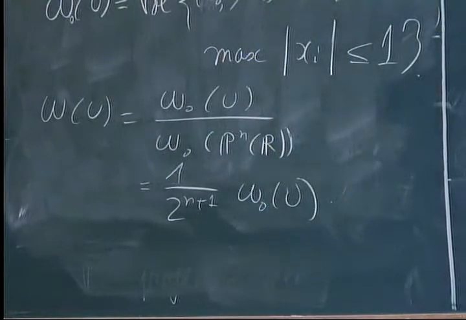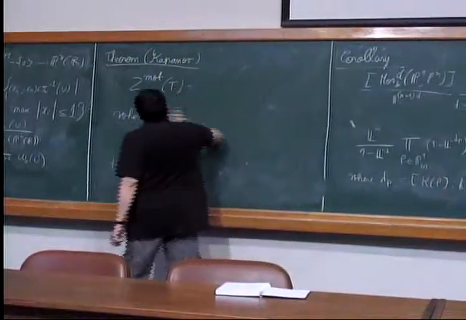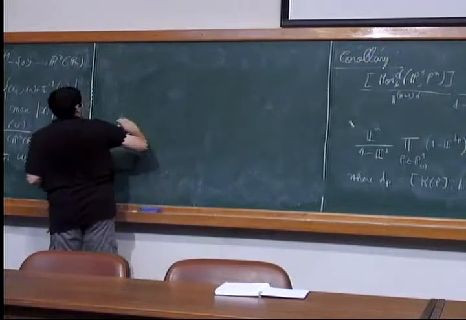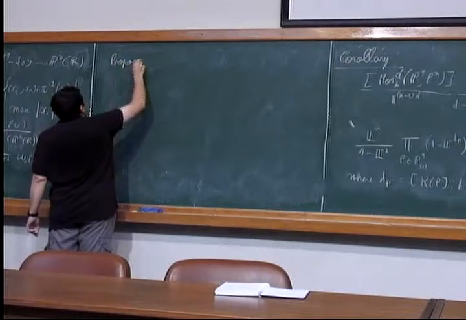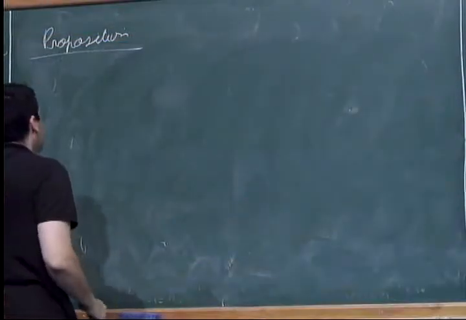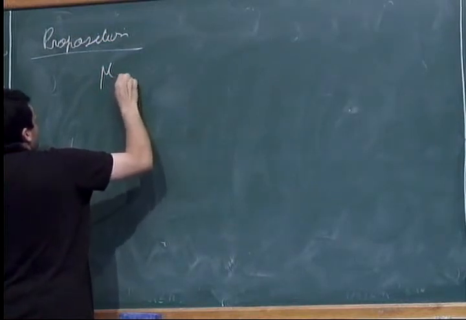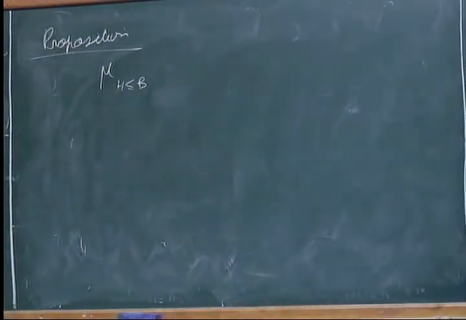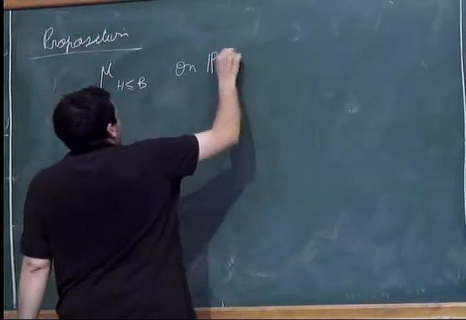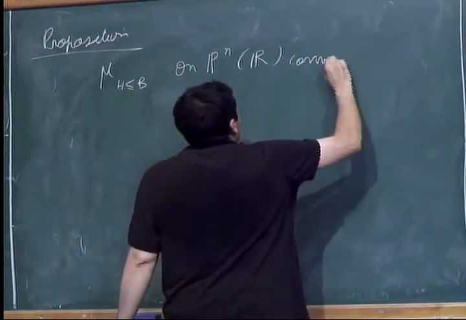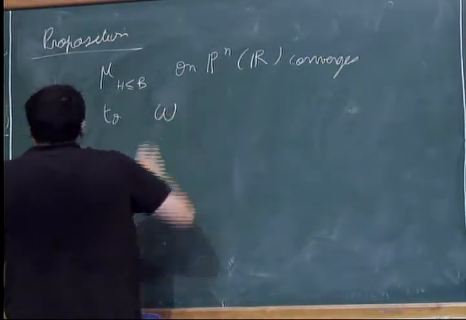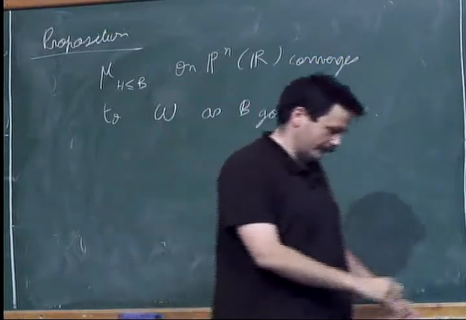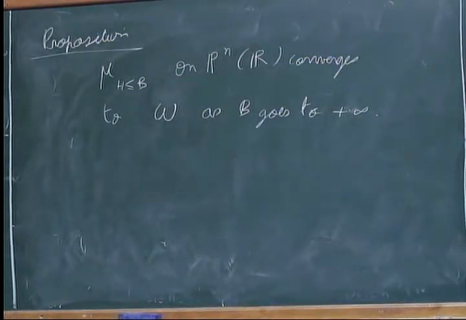Well, okay, now I can write the proposition. For the height which I defined earlier, this measure mu_(h less than B) on P^n(R) converges to omega as B goes to infinity.